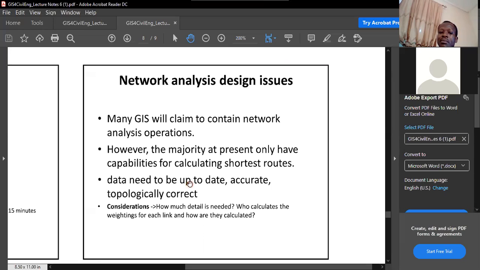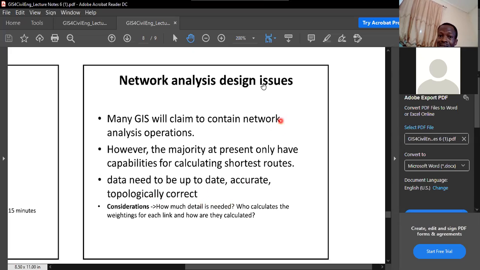They only present some capabilities for calculating shortest route, and that's it. You're done. They can't do much. That's because you have to write the program, isn't it? Data need to be up to date, accurate, topologically correct. It's not going to be easy for you.